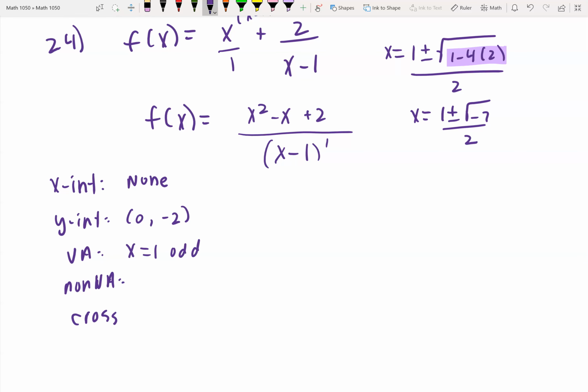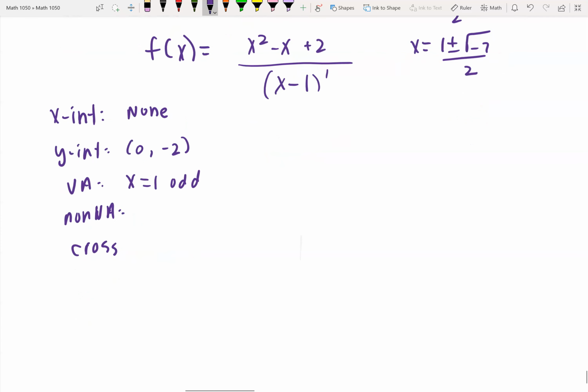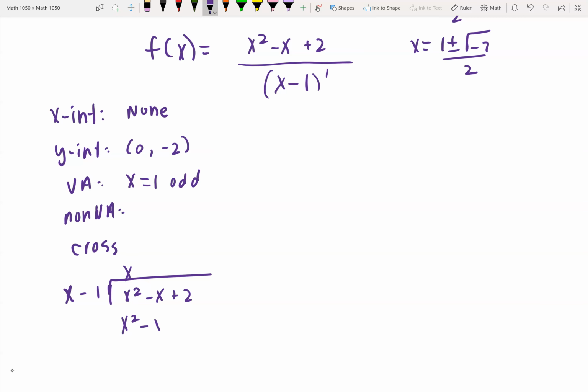Non-vertical, biggest over biggest, x squared is bigger than x, so I know it's going to be an oblique. So I'm going to come down here, x minus 1 on the outside, x squared minus x plus 2 on the inside. What do I multiply by x to get x squared? That's an x. Distribute x squared minus x. Change your signs. They both cancel. I bring down my 2, and I have to have at least 2 terms, and I'm out. So the 2 is my remainder, and it's y equals x.